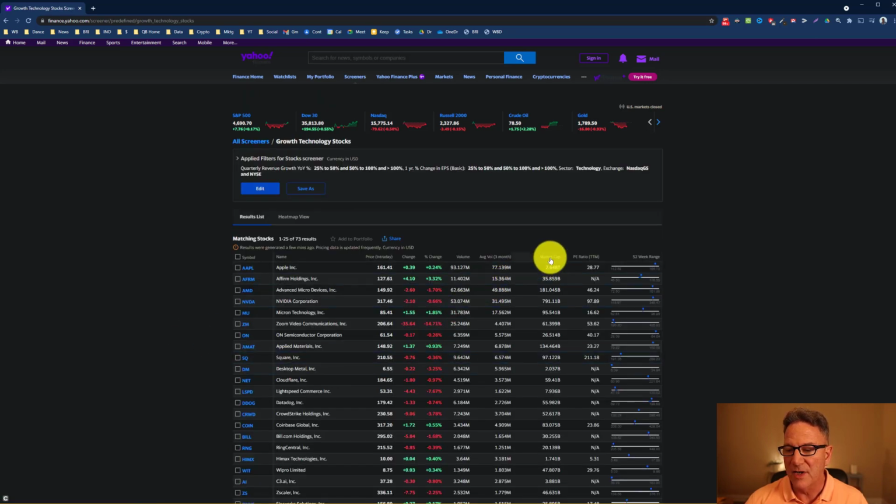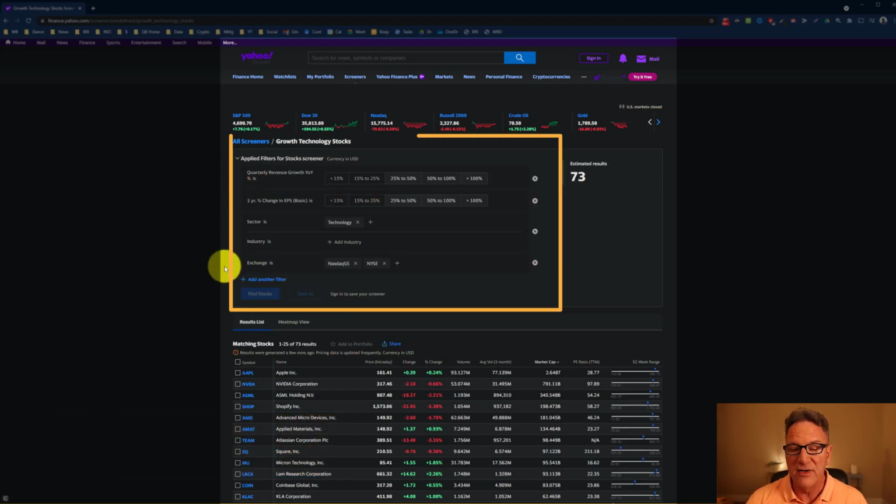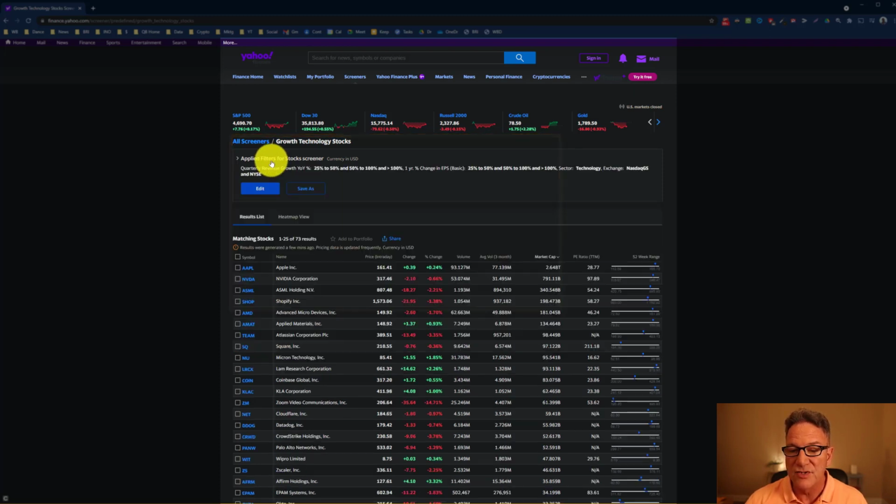And then let's go over to market cap and click on that twice. So this is one of the out-of-the-box screeners that Yahoo Finance has. It's really a good screener. And if you want to know what's under the hood, come up here to edit, and it'll give you the criteria for this particular screener. Quarterly revenue growth year over year is 25% and above. 1 year percent change in earnings per share is 25% and above. The sector is technology, and the exchanges are both the NASDAQ and the New York Stock Exchange. So we can close this. And as you look down here, you can see it's pretty much a who's who of technology.